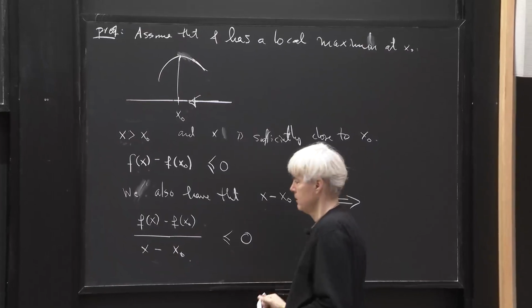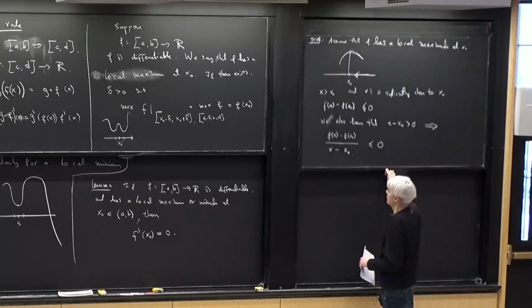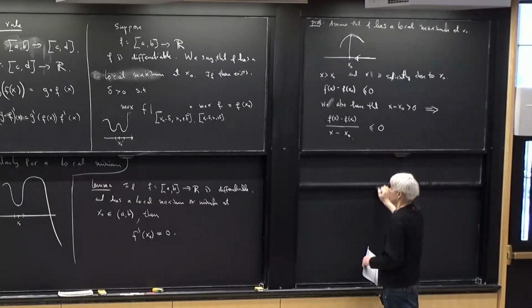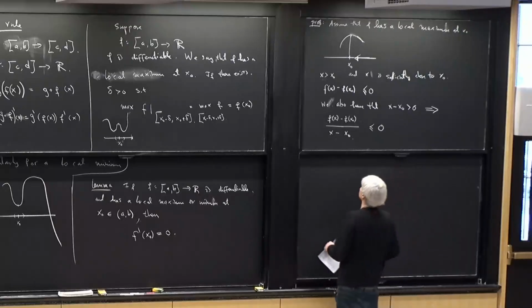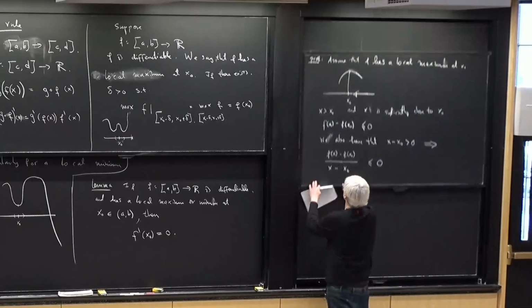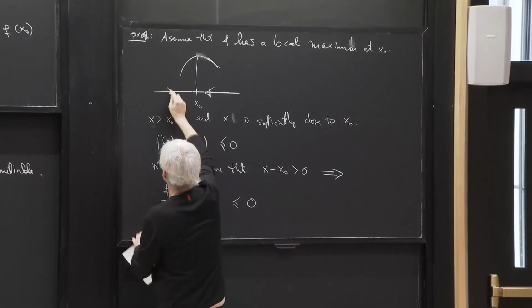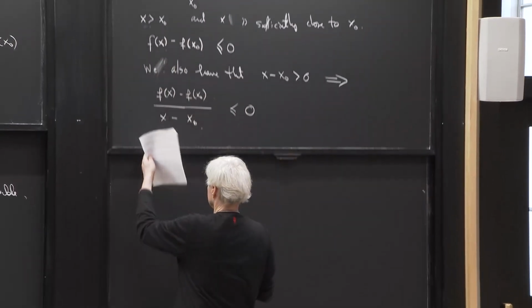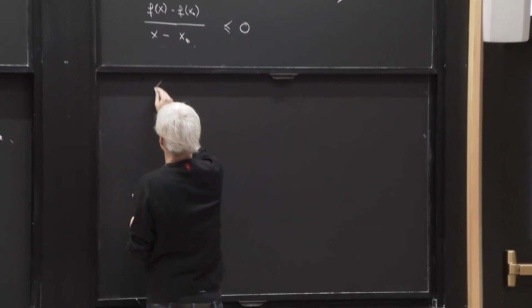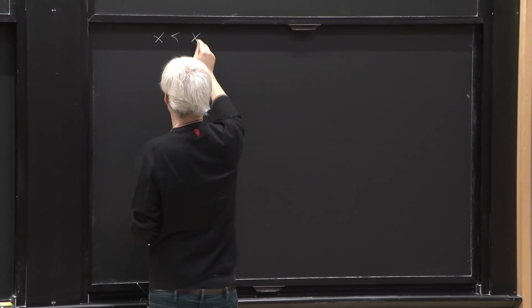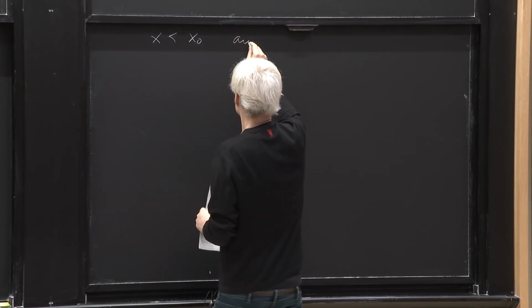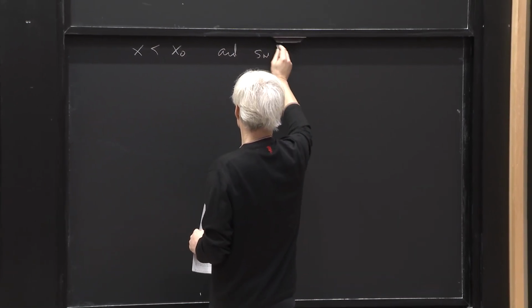If you now go to x0 from the left, if you go in this direction, so this means that now you have x here is less than x0, right? And sufficiently close.